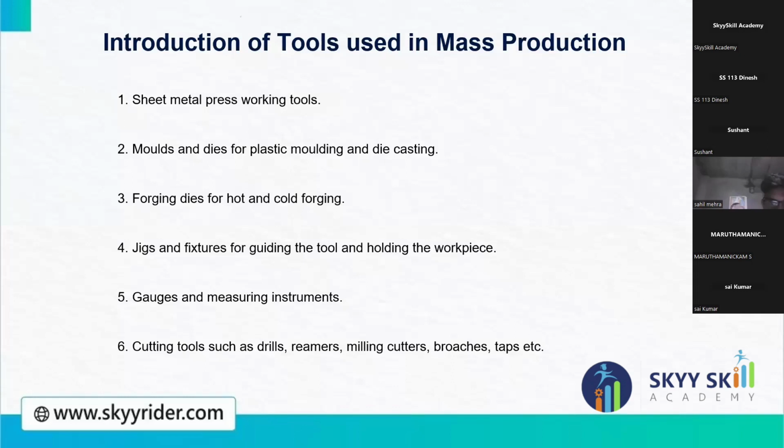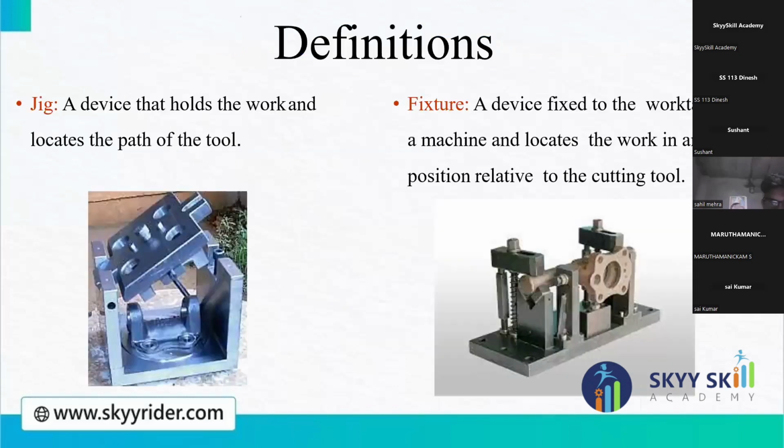So what are jigs and fixtures? What is the basic definition? It is not rocket science. A jig is a device which holds the work and also locates the tool. It is a device where we can put our workpiece and clamp it. It will hold the workpiece, and the tool will be located and guided at the same time.